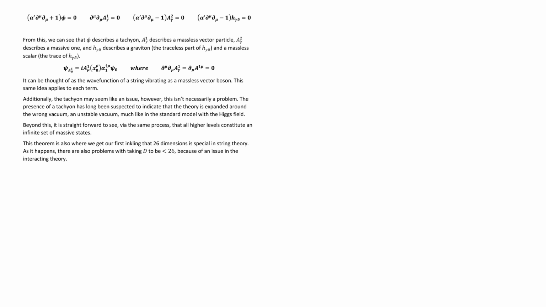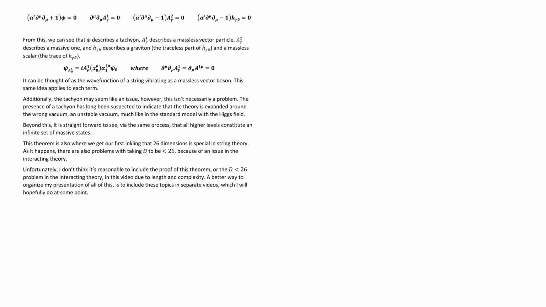As it happens, there are also problems with taking D to be less than 26 because of an issue in the interacting theory. Unfortunately, I don't think it's reasonable to include the proof of the theorem that I cited just a little bit ago, or the D less than 26 problem in the interacting theory in this video due to length and complexity. A better way to organize my presentation of all of this is to include these topics in separate videos, which I'll hopefully do at some point.